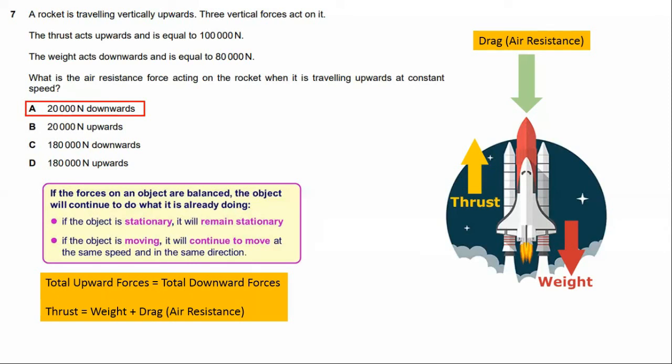Let's move on to question 8. Which energy source boils water to make steam in power stations? We have the answers: energy from tides, energy from waves, hydroelectric energy, and nuclear energy.